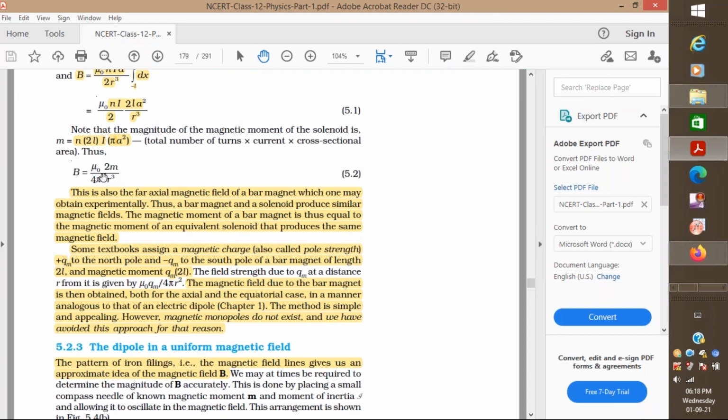So that day we had already discussed, and with certain approximation we could show you that the magnetic field created by a solenoid or a bar magnet at any point on the axis is given by B is equal to mu 0 by 4 pi 2m by r cube, which is very similar to the magnetic field created by an electric dipole at any point on the axis. Only difference is this one.